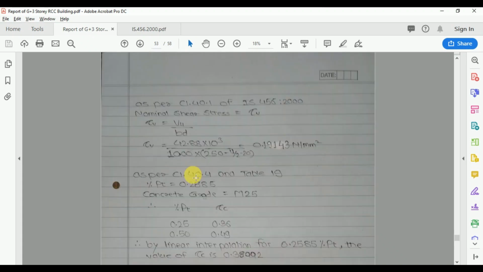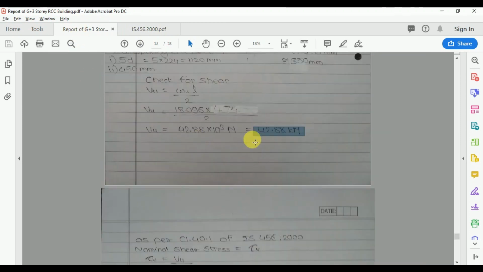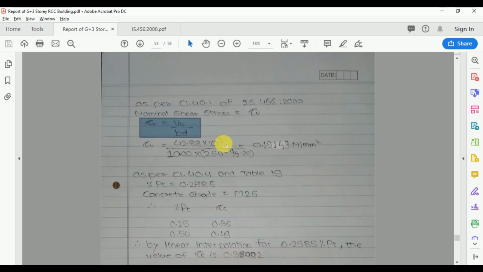As per clause 40.1 of IS 456-2000, the clause 40.1 gives the value of tau V as VU upon BD, whereas VU is the shear force due to the design load, as we calculated here 42.88. By considering this value, we need to calculate the value of tau V. So here 42.88 into 10⁻³ into B, that is unit width of stairs, into D, that is effective depth, that is 244 mm. Hence we got the value of tau V as 0.19143 Newton per mm square.